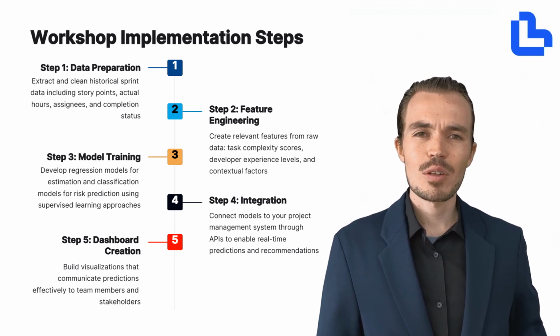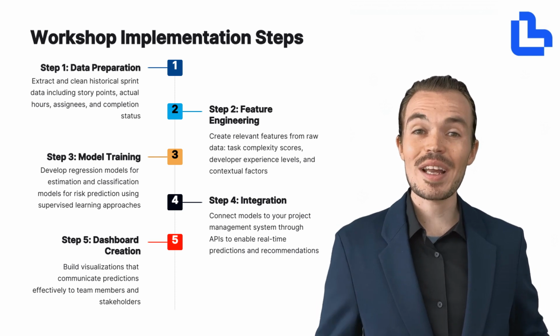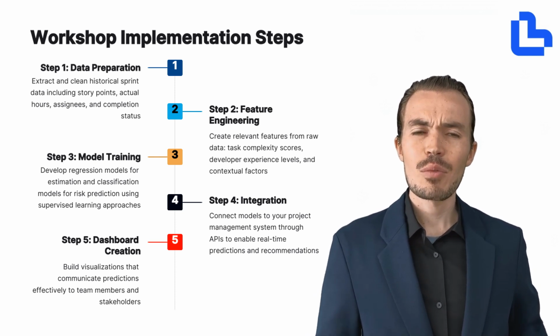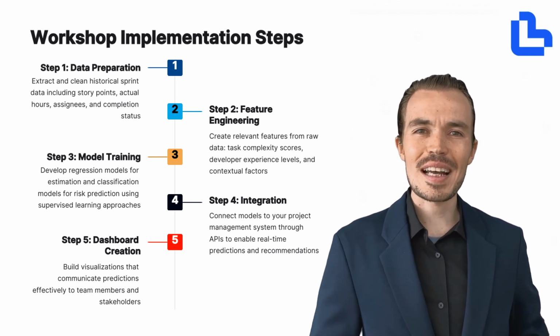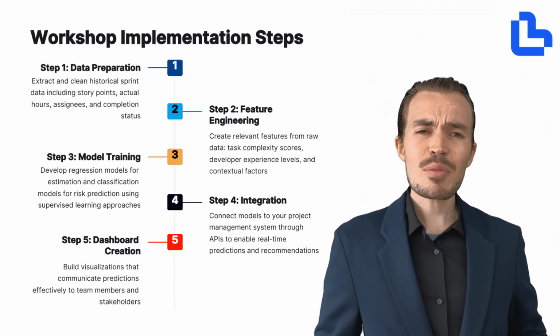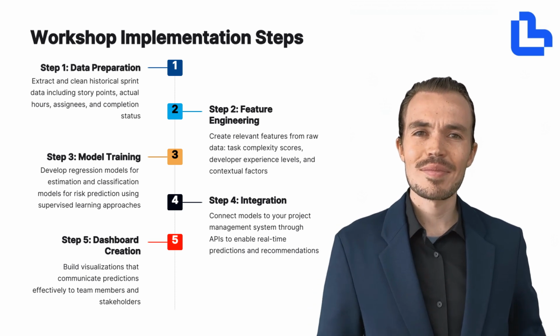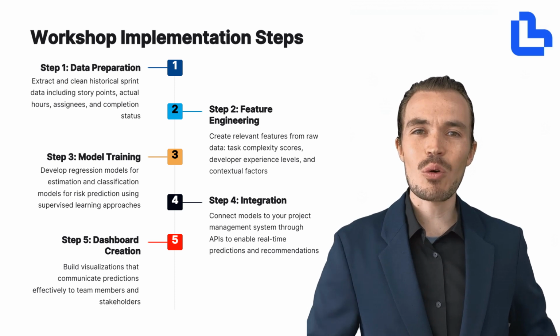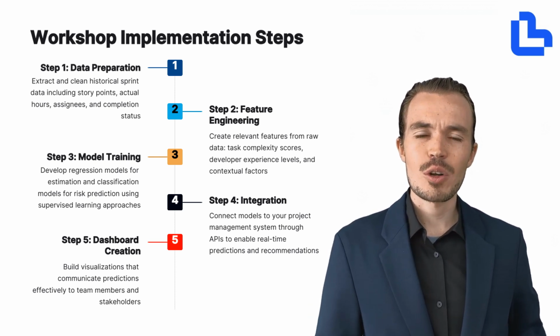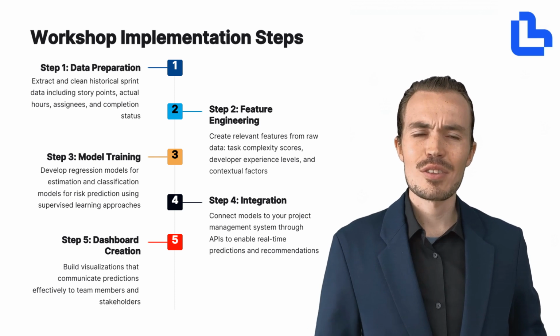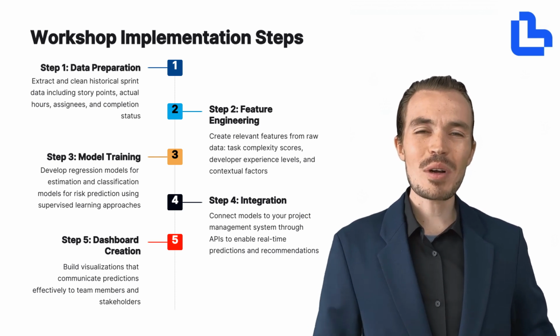Step 3 is model training. You'll use supervised learning techniques to build 2 types of models: regression models for estimating task durations, and classification models for predicting risks or blockers. This is where your AI starts to learn from your team's history. Step 4 is integration. Once your models are trained, you'll connect them to your project management system using APIs. This enables real-time predictions and recommendations to flow directly into your sprint planning process.